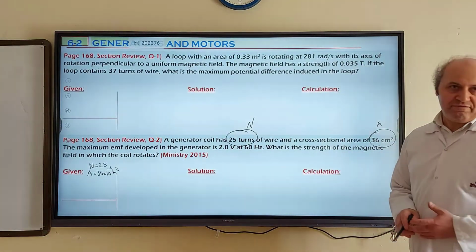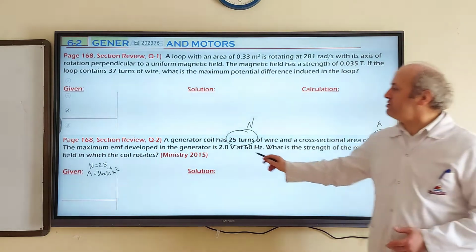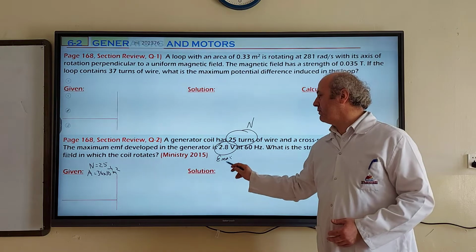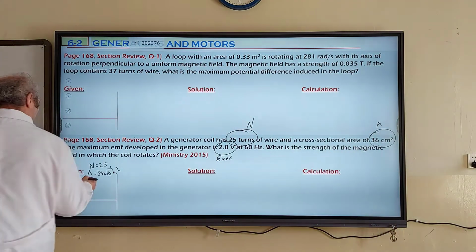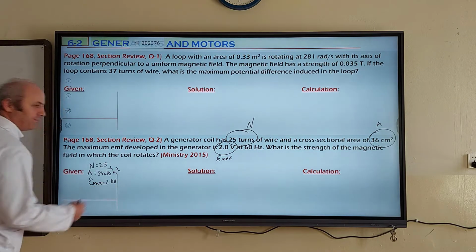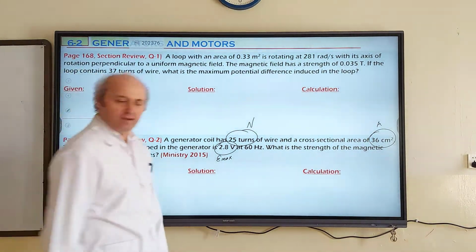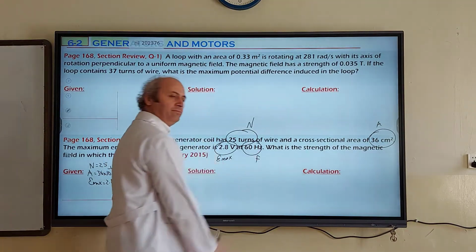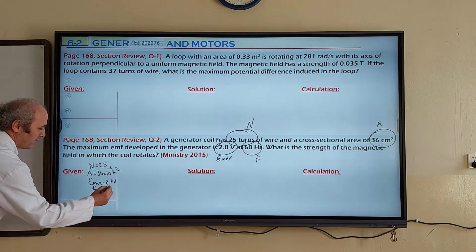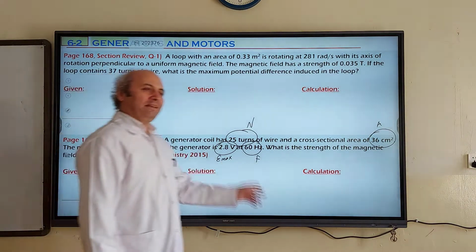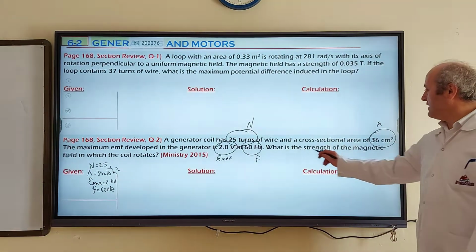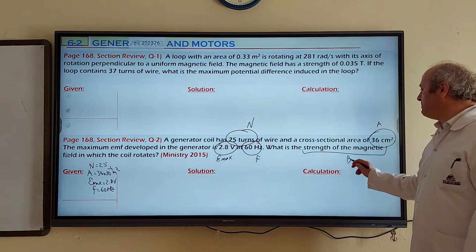The maximum EMF developed in the generator is 2.8 volt. E max is given. E max is equal to 2.8 volts, at frequency of 60 Hertz. This is F. F is 60. What is the strength of the magnetic field in which the coil rotates? Yani calculate B.